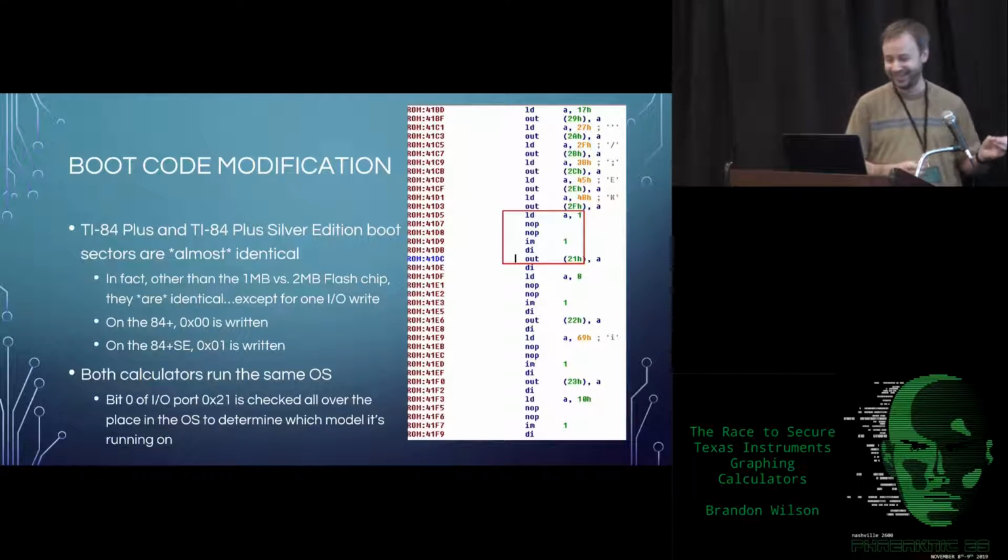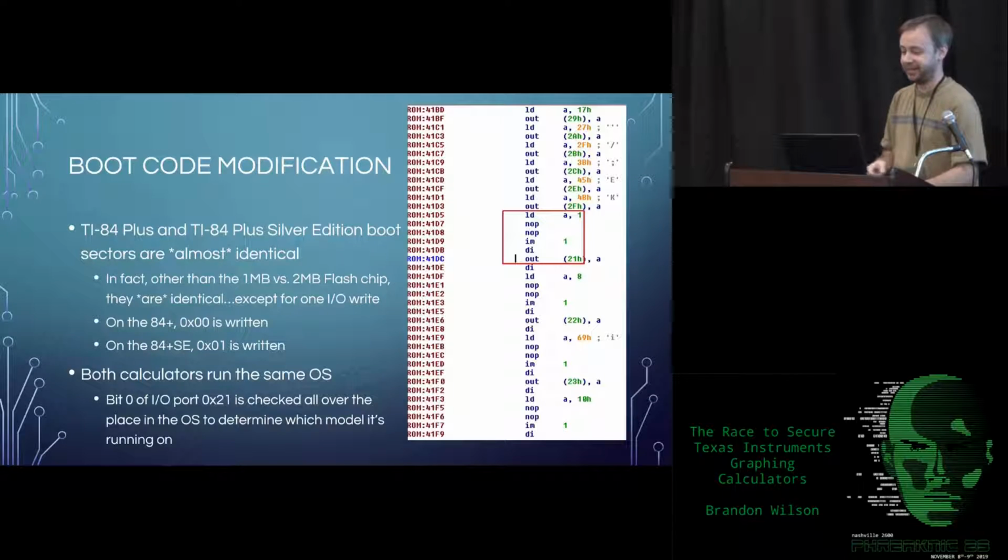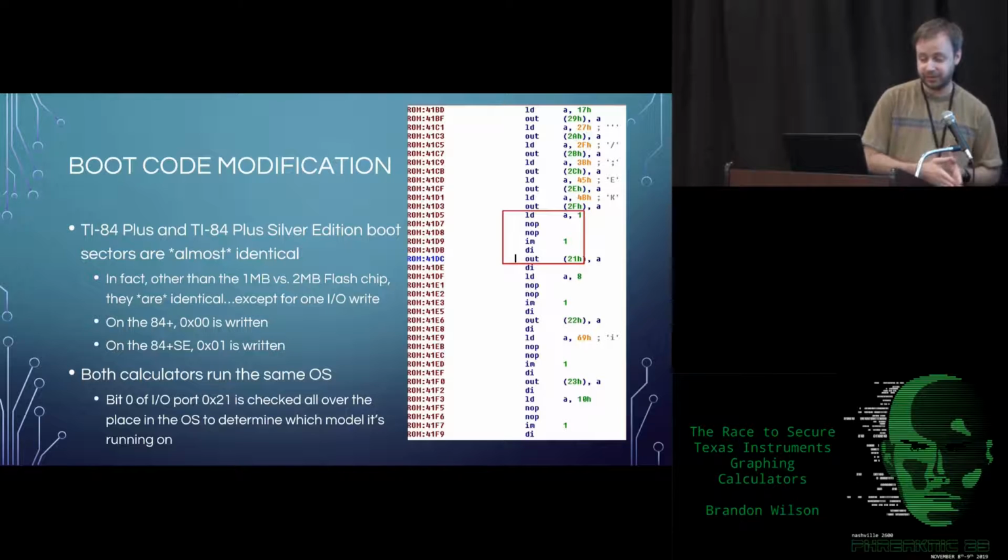So it actually gets better. Another big discovery in the community, and another nail in the coffin in the security of this, has to do with modifying what should be read-only boot sectors. One thing I noticed is that the TI-84 Plus and 84 Plus Silver Edition boot sectors are almost identical. In fact, other than the fact that the first one has a 1 megabyte flash chip and the other has a 2 megabyte flash chip, they are identical calculators in every way, except for one little I/O write in the boot code. When the calculator is first booting and initializing hardware and I/O, it writes either a 0 or a 1 to I/O port 21.